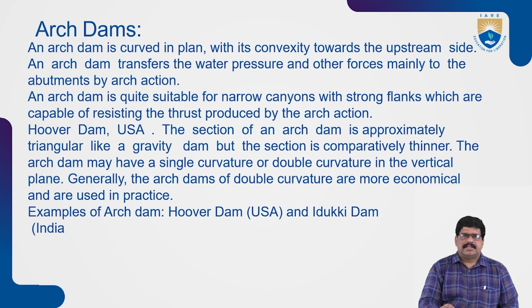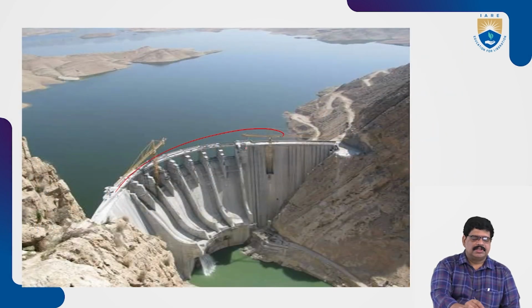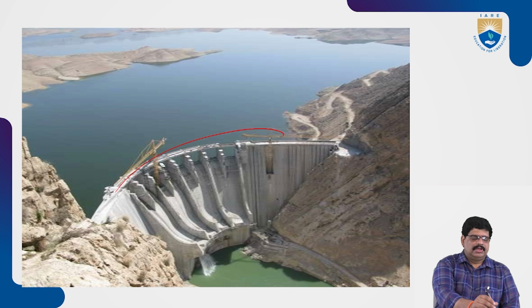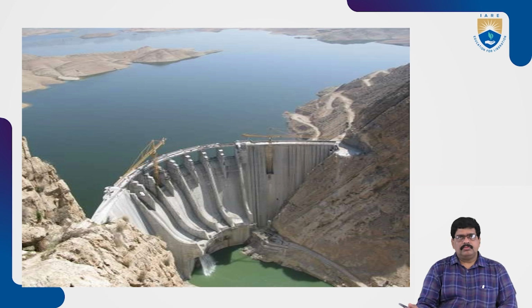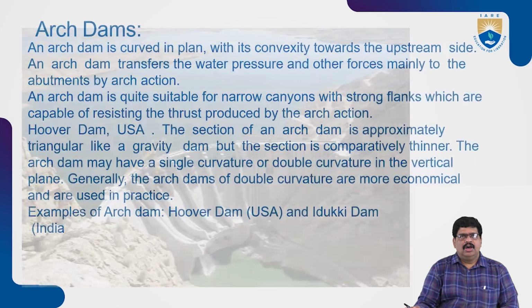Arch dams are constructed in an arch type of plan, which is convex in shape. A convex type of curvature is constructed here, and in India this can be constructed as a UDQ dam. In the USA it is the Hoover dam.